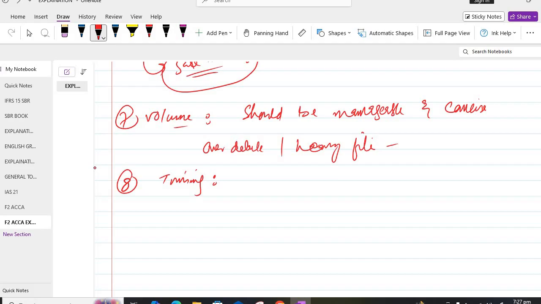Then you have number 8, which is timing, which is very important. That is, the information should be timely and provided when needed. This means that sales data for the monthly meeting should not arrive a week late. It should be on time, when it is required or when it's needed.